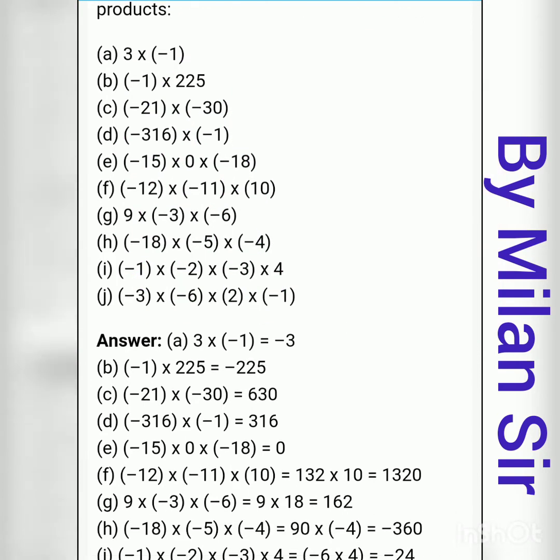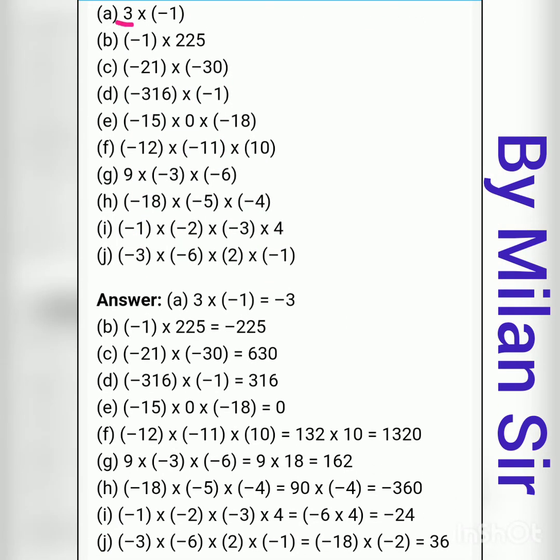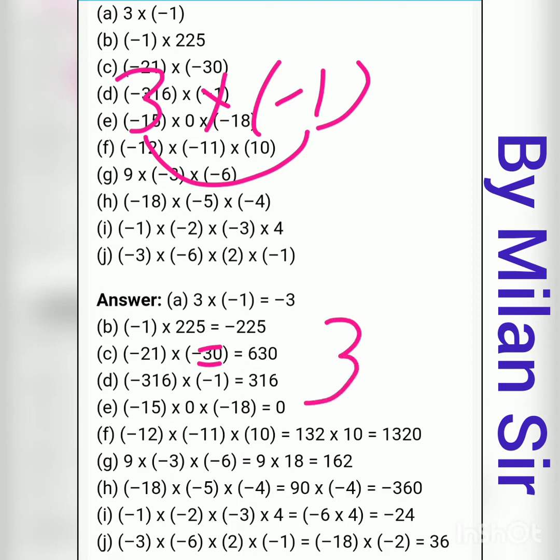So let's start with the first question. 3 multiply minus 1. First of all, the multiplication process: 3 ones are 3. After that we need to decide the sign. If no sign is given, it means a plus sign. Here the sign of 3 is plus. So plus minus minus, our answer is minus 3.